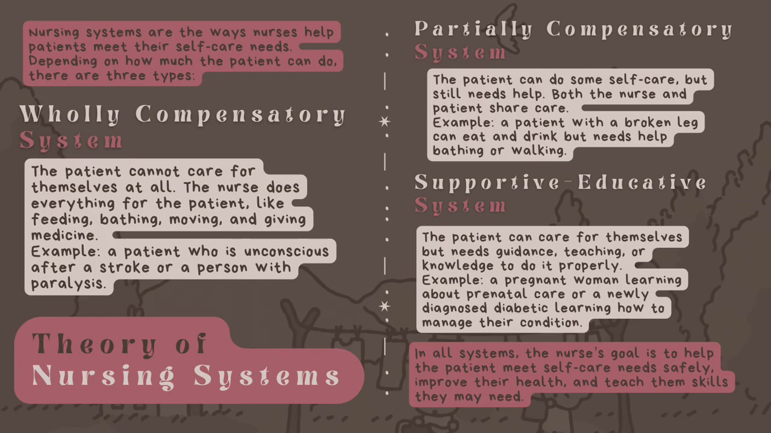Next is theory of nursing system. Nursing systems are the ways nurses help patients meet their self-care needs depending on how much the patient can do. There are 3 types of nursing system. The first one is wholly compensatory. The nurse does everything. The patient cannot care for themselves at all, di ba? The nurse does everything for the patient, like feeding, bathing, moving, and giving medicine. Example of this is a patient who is unconscious after a stroke, or a person with paralysis.